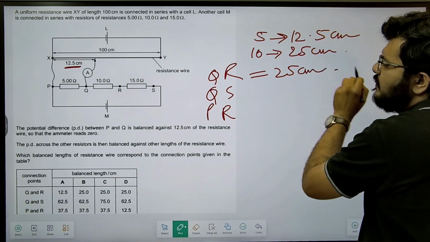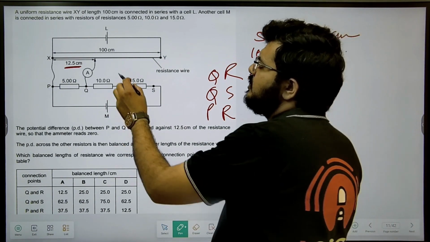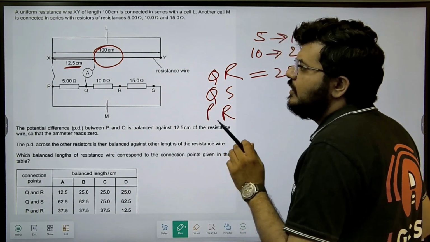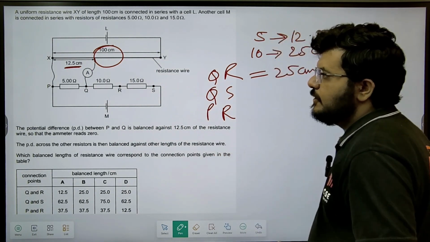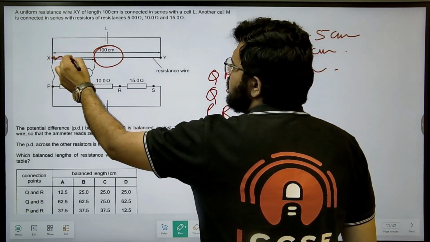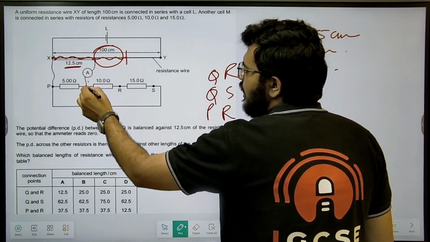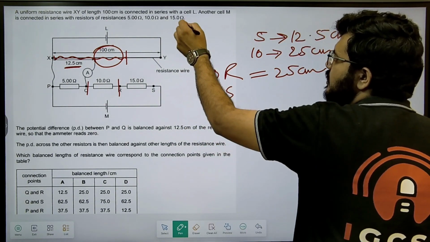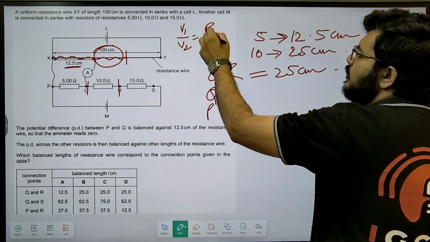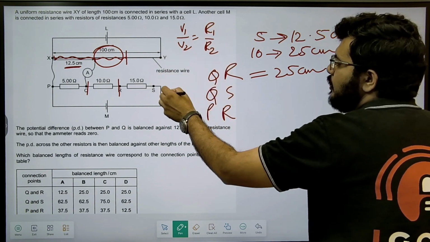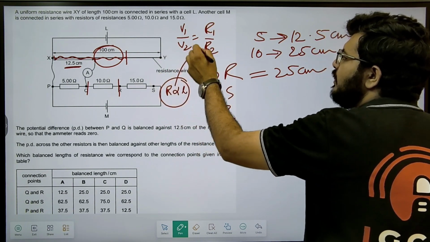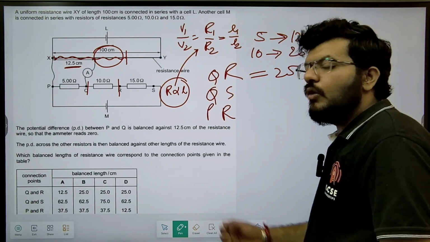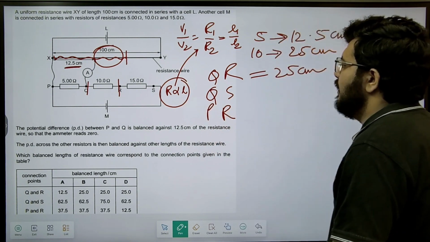So I'll write 25 centimeter here because this is a uniform resistance wire. It has equal resistance per unit length. So the voltage drop in this region for 25 centimeter and for 10 ohm should be equal. That is where I get this logic. The basic formula is V1 upon V2 is equal to R1 upon R2. But because R is proportional to length, I can say that it is also equal to L1 upon L2, given that all the other conditions are same for the wire.